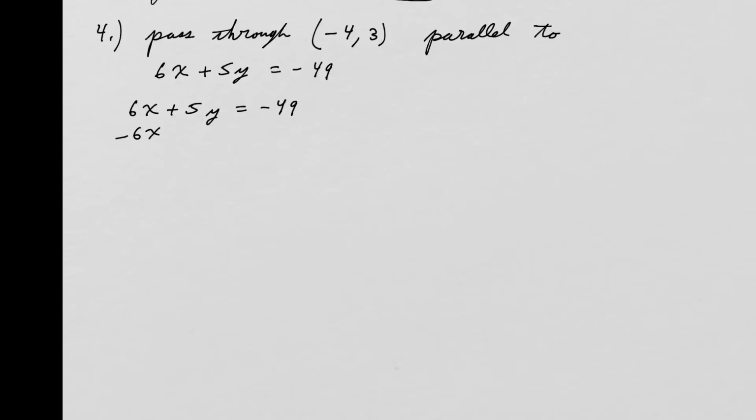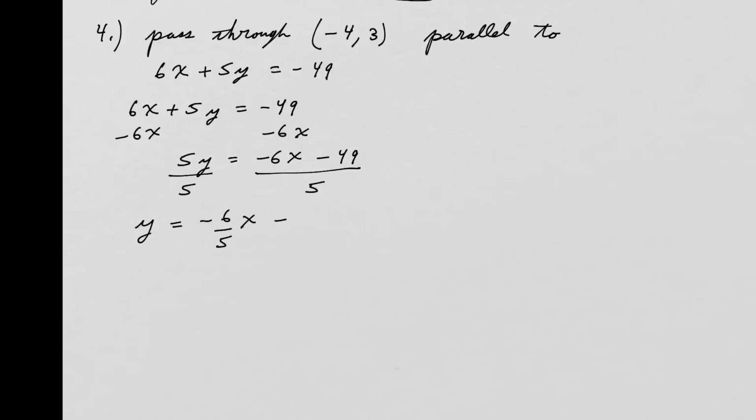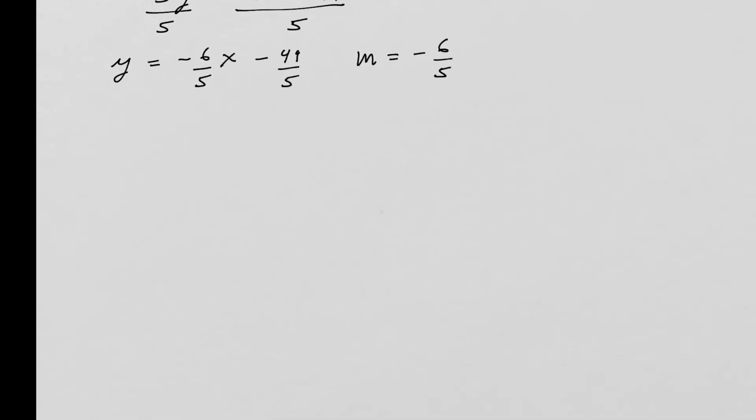Okay, so I need to subtract 6x from both sides. So I have 5y is equal to -6x minus 49. And then I need to divide by 5. So y is going to be -6 fifths x minus 49 fifths. So the slope of this given line is -6 fifths. Okay? So that means if we want our line to be parallel to that given line, then we want exactly the same slope, right? So for our line, I'll call it m new, meaning our line. Since it's parallel, we want our slope to be equal to -6 fifths. And we want it to be passing through -4, 3.